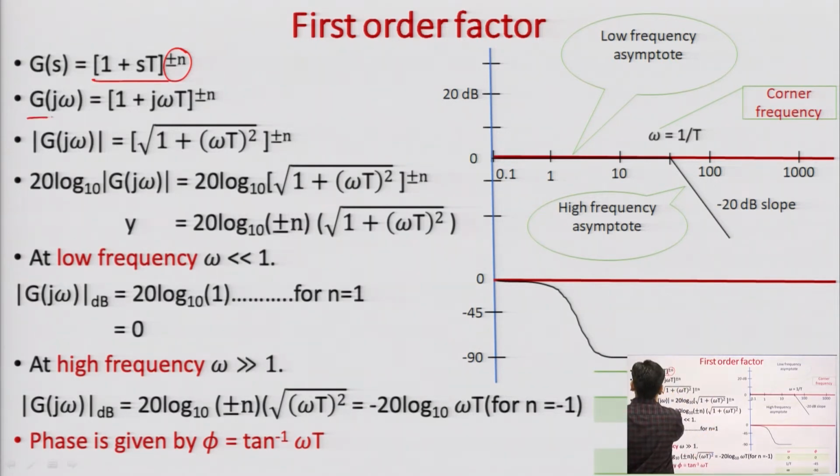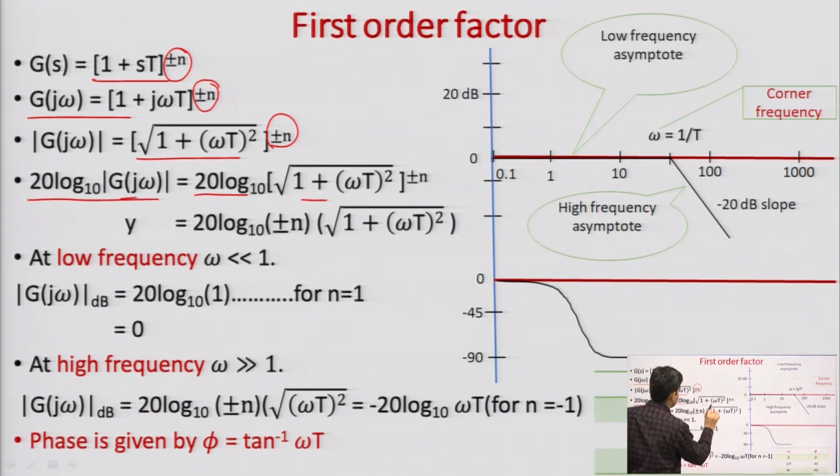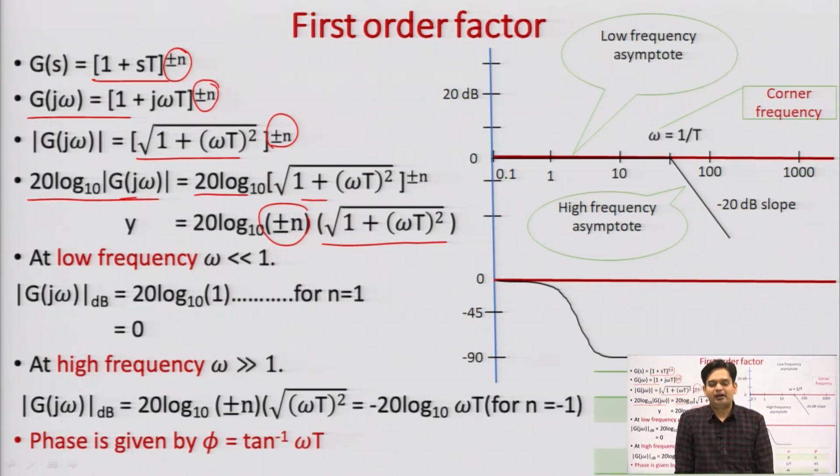So, here this is a generalized transfer function I am taking, with power plus minus n. Whenever I need to calculate its magnitude, it is given by the square root of (1 plus (omega T) whole squared), to the power plus minus n. If I convert it in dB, taking 20 log 10 of this, the power plus minus n will come out front by the property of log, and this is the expression. Now we have to apply certain approximations to draw the Bode plot.